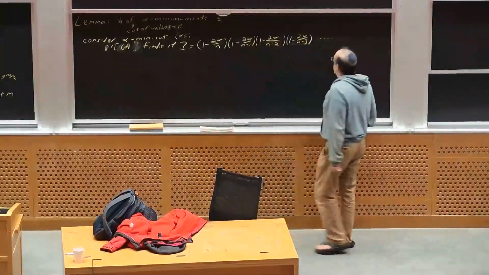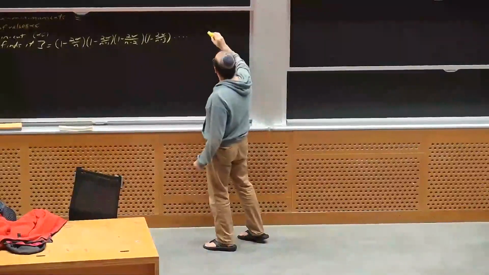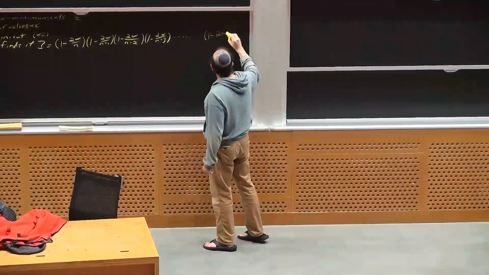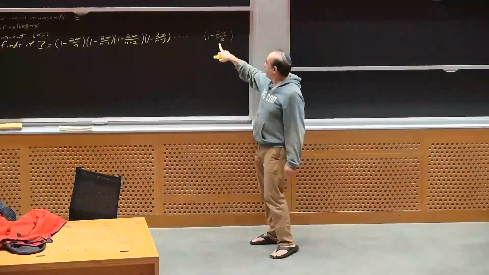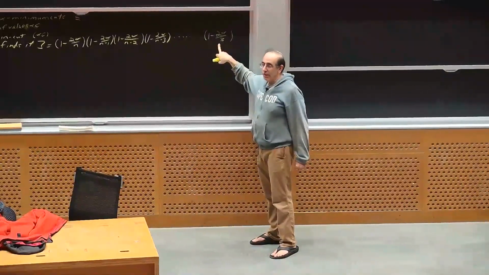All the way down. Now, we have to be a little bit careful because at the end, if we ran the contraction algorithm all the way, my final term would be 1 minus 2 alpha over 3. What's wrong with that?